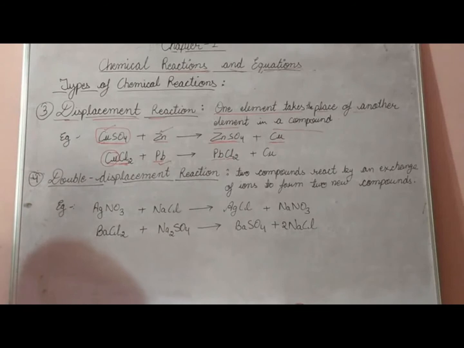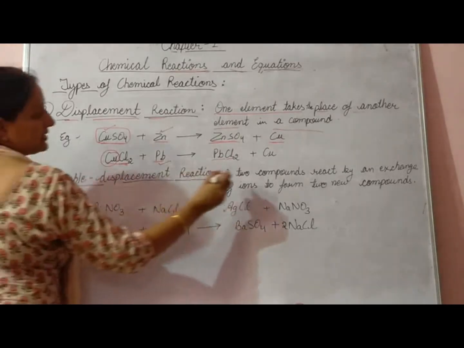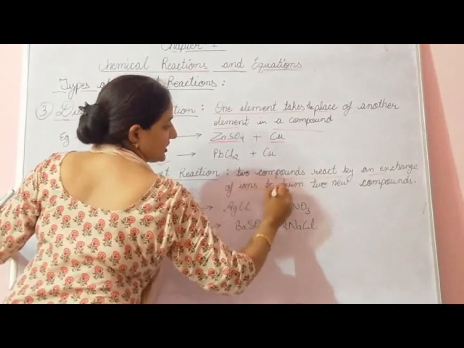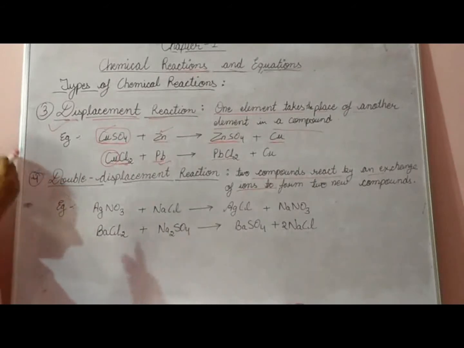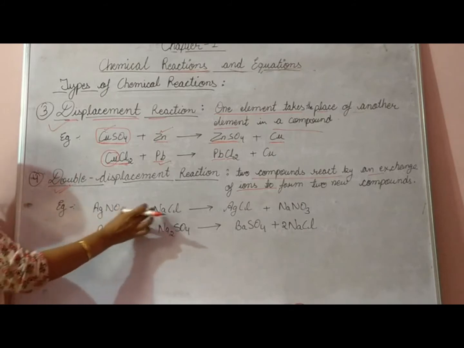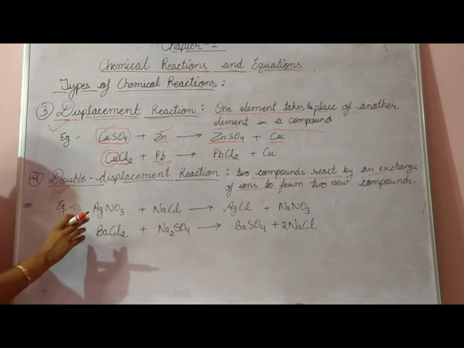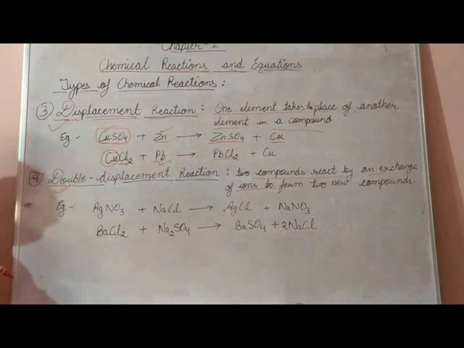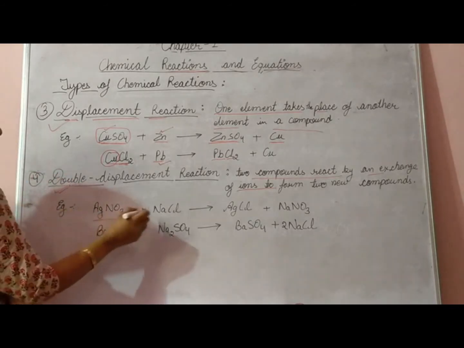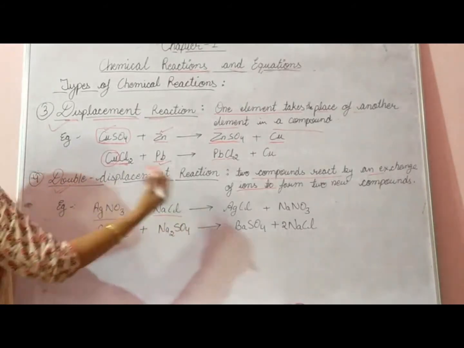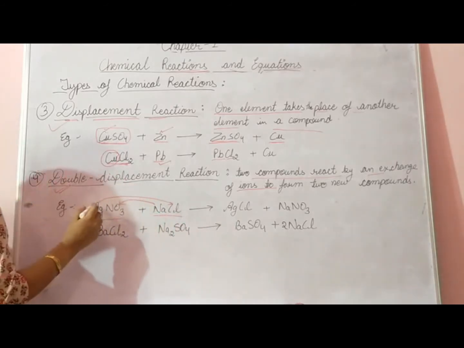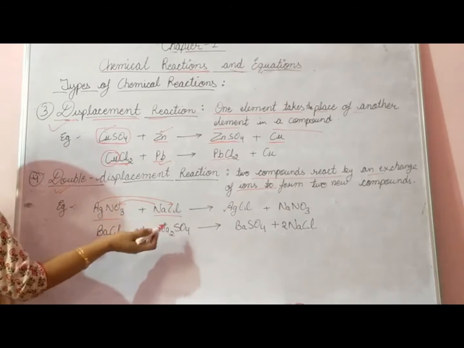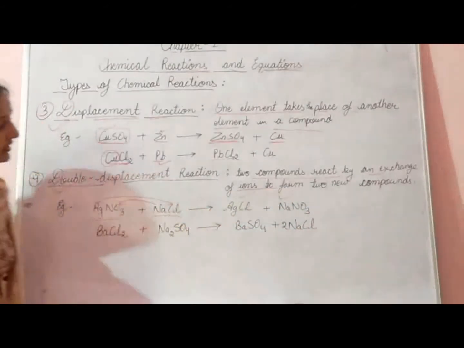The fourth type of reaction is the double displacement reaction. In this, two compounds react by an exchange of ions. Here it is not only that a highly reactive substance replaces the lesser one, but a mutual exchange of ions takes place. If two reactants are there, they will mutually exchange their ions and new products will be formed. For example, silver nitrate reacts with sodium chloride. The new products formed here are silver chloride and sodium nitrate. That means they are exchanging their ions, hence forming two new compounds.